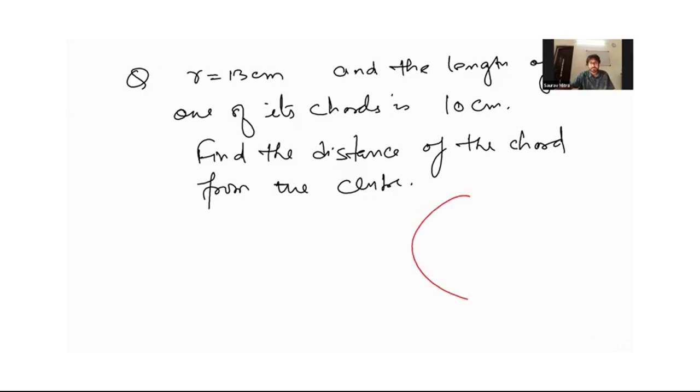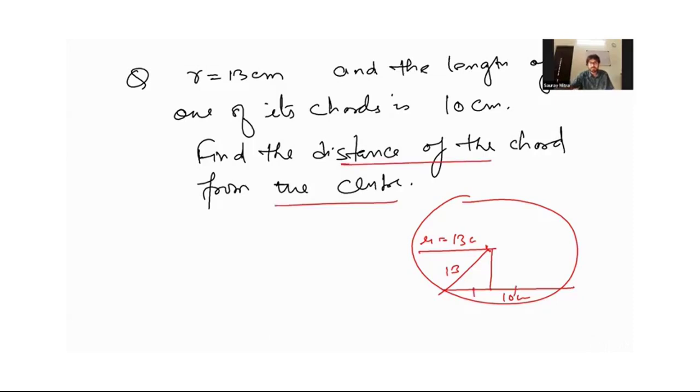See, you have a circle with radius r as 13 centimeters, and the length of one of its chords is 10 centimeters. Okay, so this is also my radius, 13 centimeters, and I know the perpendicular drawn from the center to the chord bisects the chord. I have to find the distance of the chord from the center, that is the distance OP. This chord is now bisected in two equal parts, so this will be 5. This is your 13. By Pythagoras theorem, we can easily find OP as 12.